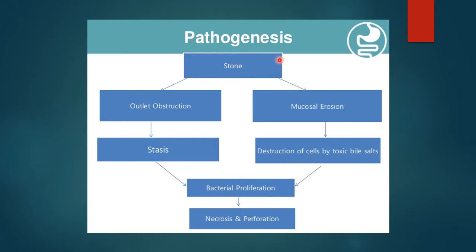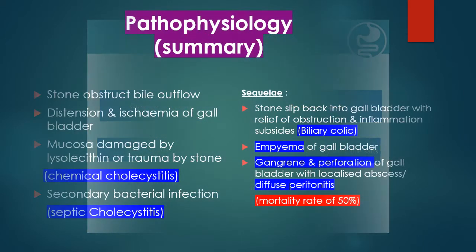Let's see here another chart to show you. The stone here causes two things. Obstruction is the main problem, and secondarily, there's also a mucosal erosion in the gallbladder, which causes destruction of the cells by toxic bile salts, because the cells are now exposed to toxic bile salts. Obstruction leads to stasis, and this will lead to secondary bacterial infection and necrosis and perforation.